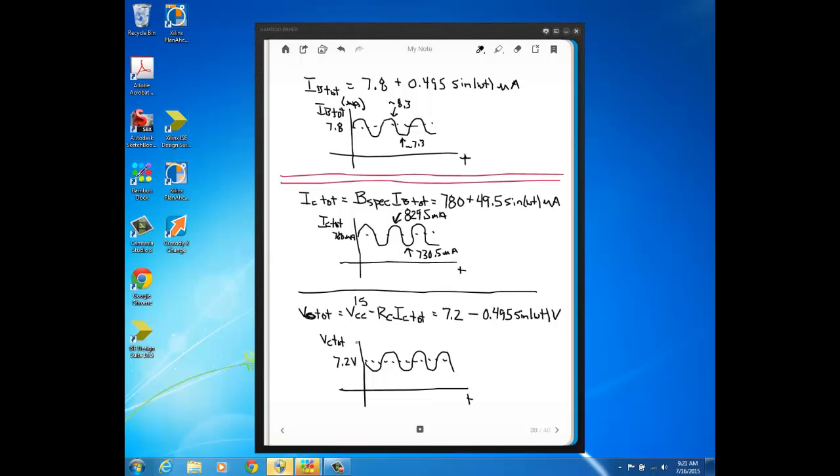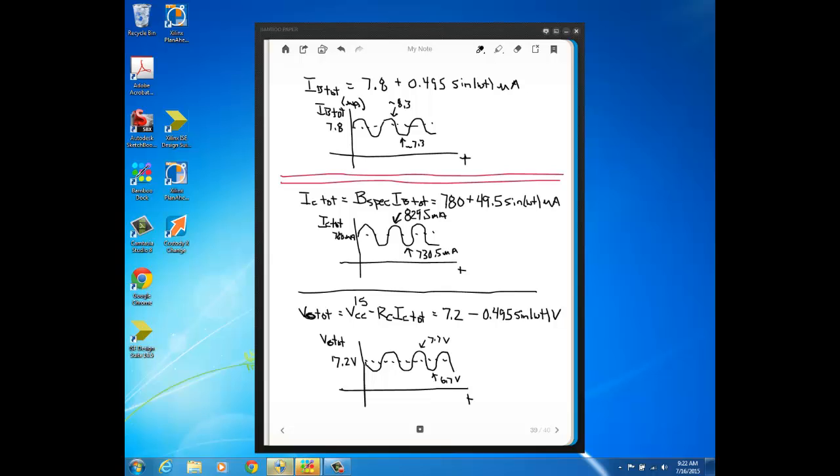So the total V out, sorry for the typo, is going to look like this, where you have this negative sign centered around the Q value of 7.2 volts. This positive peak would roughly be 7.7 volts, because it's 7.2 plus 0.495. And the negative peak would be roughly 6.7 volts, 7.2 minus 0.495.